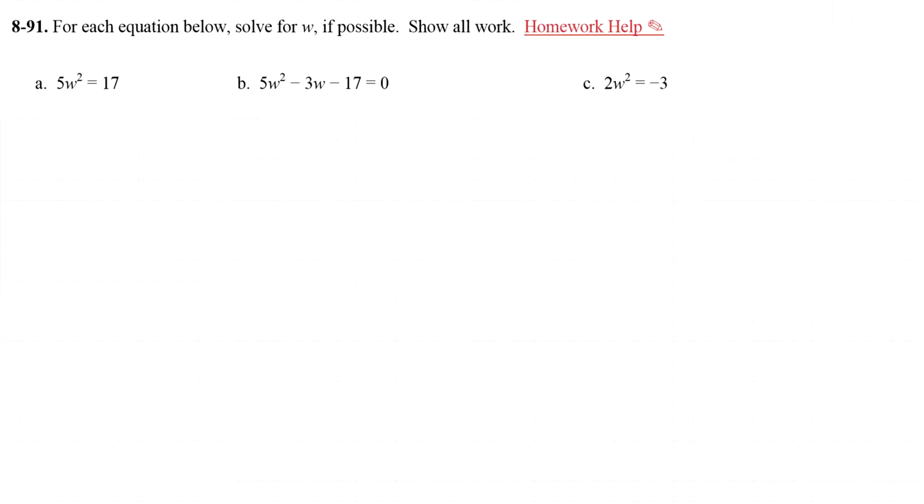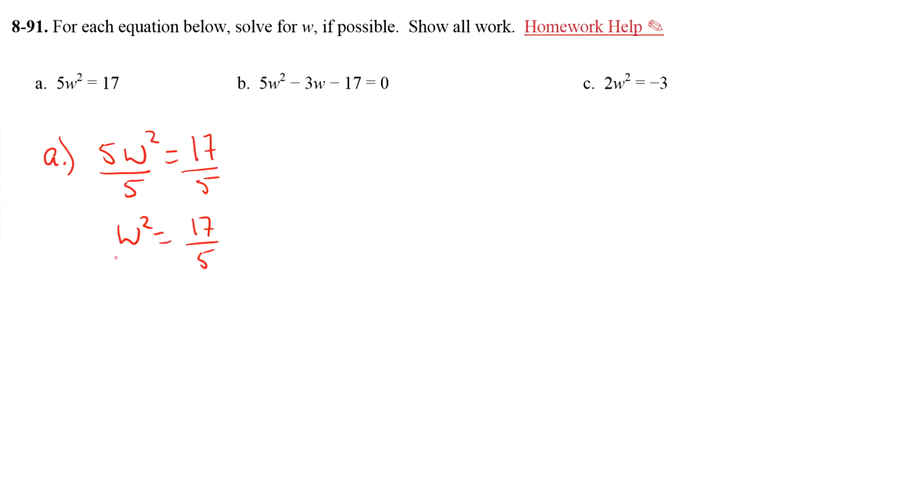891, for each equation below, solve for W. If possible, show all work. Okay, so starting with A, I'm going to solve this using square roots. And because there's no W term, I can do this. So isolating W squared, I'm going to divide by 5 on both sides. And I get W squared equals 17 divided by 5.